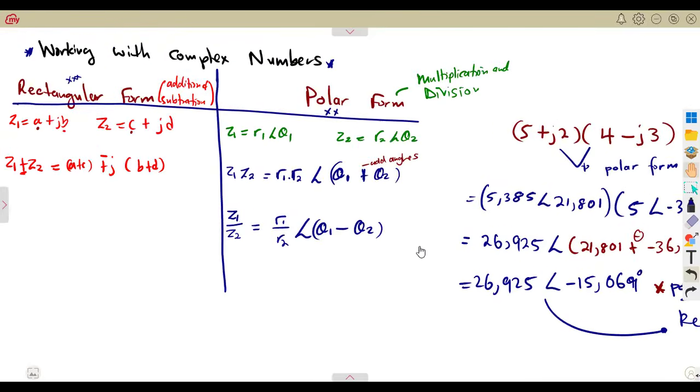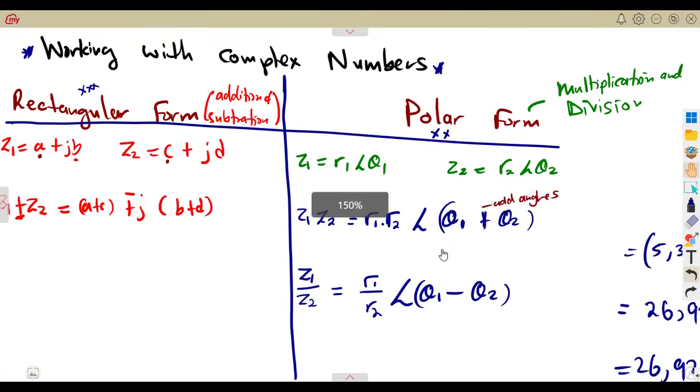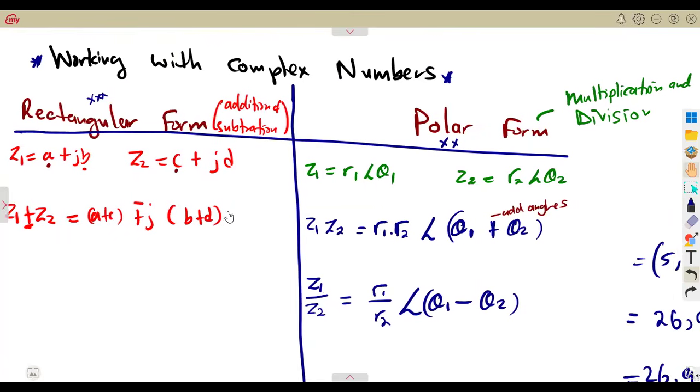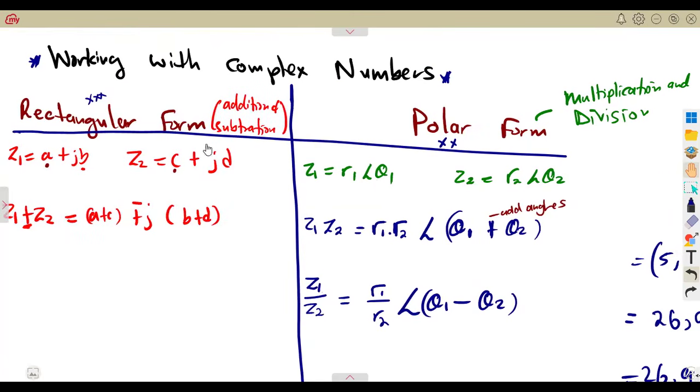So I want you to take this into consideration as we are going to be dealing with our industrial electronics class. If you understand this, you're done. Addition, subtraction, rectangular; multiplication, division, leave it for polar form.